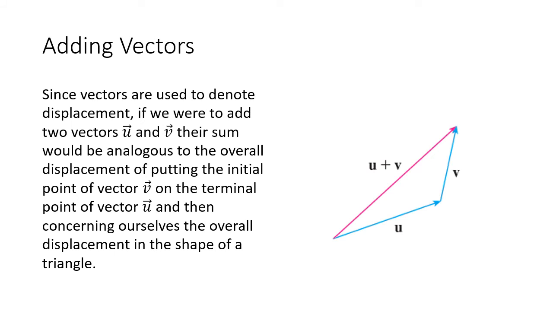Now, adding vectors. Since vectors are typically used to denote displacement, or getting from point A to point B, when I add 2 vectors, their sum is the same as going from point A to point B to point C. Really, we don't care necessarily about the path they traveled, we just care about going from A to C. And so when we add 2 vectors, it essentially becomes the hypotenuse of that triangle. If I add u plus v, then I can make a triangle out of it, and u plus v will be, like I said, that third leg of my triangle.